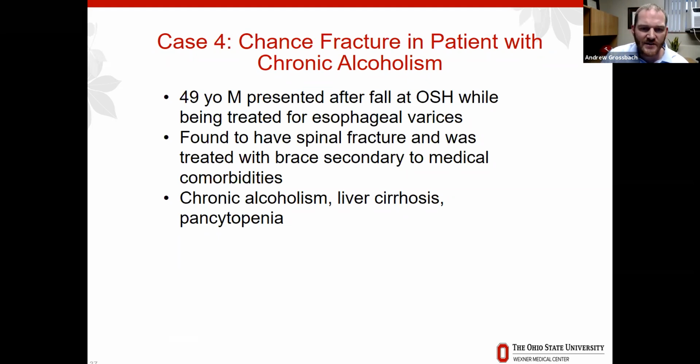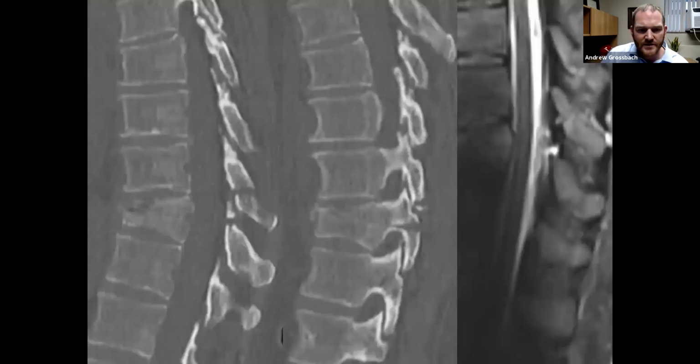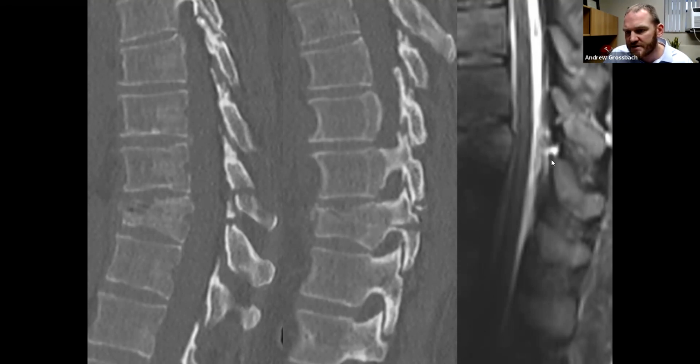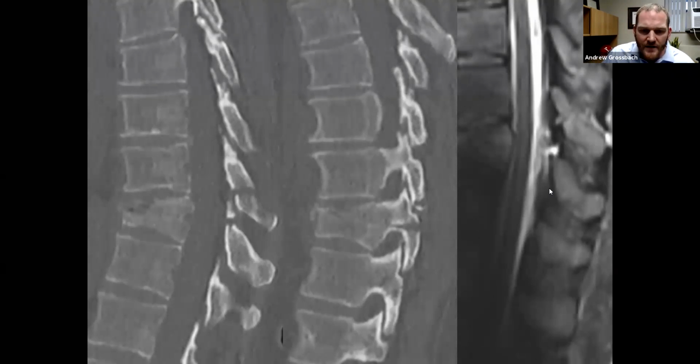So they got a CT. He was found to have a spine fracture. He has liver cirrhosis, pancytopenia, not doing great. So here's his CT at the outside hospital and his MRI. He has a 3-column injury, a bony Chance fracture. He also has disruption of his ligamentum flavum, as seen on the sagittal image here on the right. Not surprisingly, they didn't think he was a very good surgical candidate, and they tried to get by with a brace.